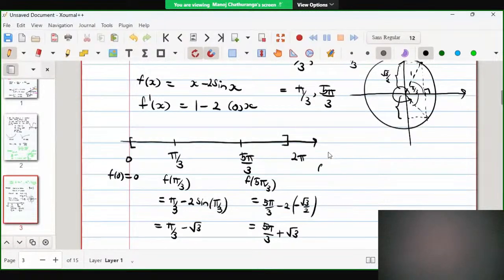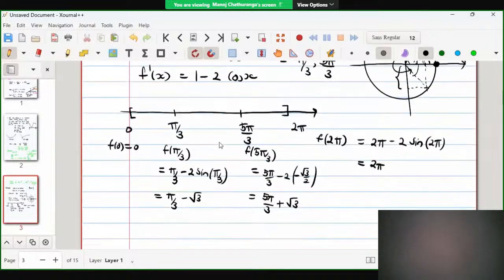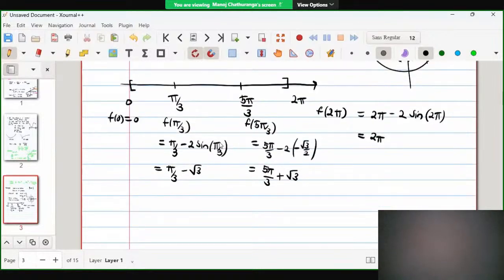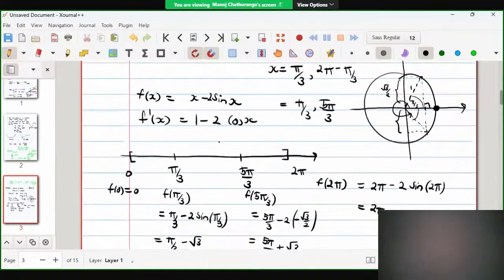At 2 pi, f of 2 pi is 2 pi minus 2 times sine 2 pi. 2 pi means we are at this point of the circle. At that point, y coordinate is 0. So it's just 2 pi. So we computed the y coordinate at every point. Why not y coordinate? The function value.